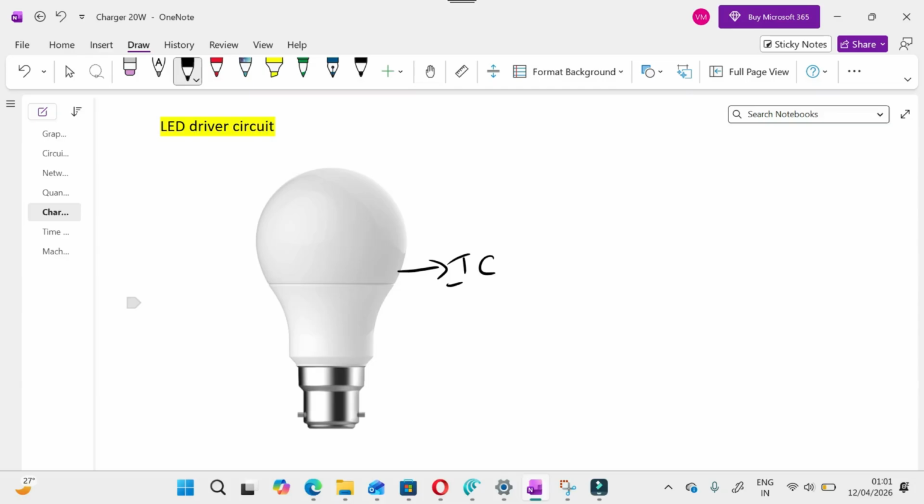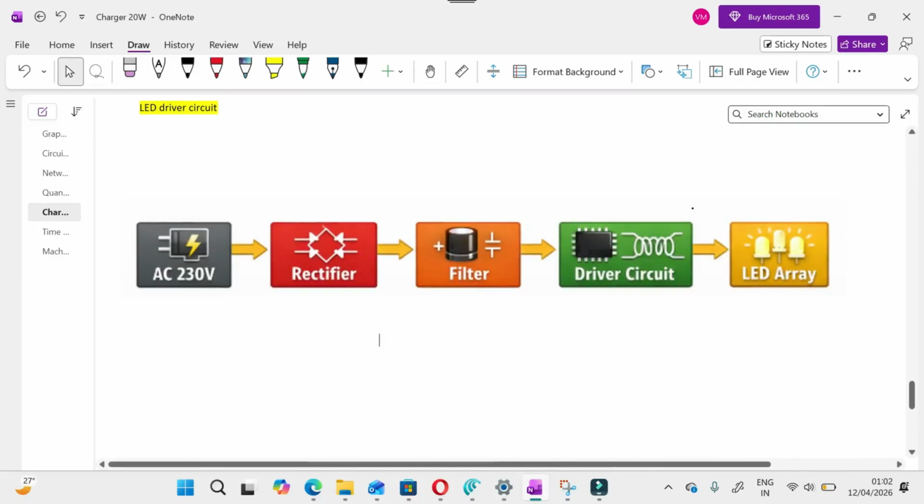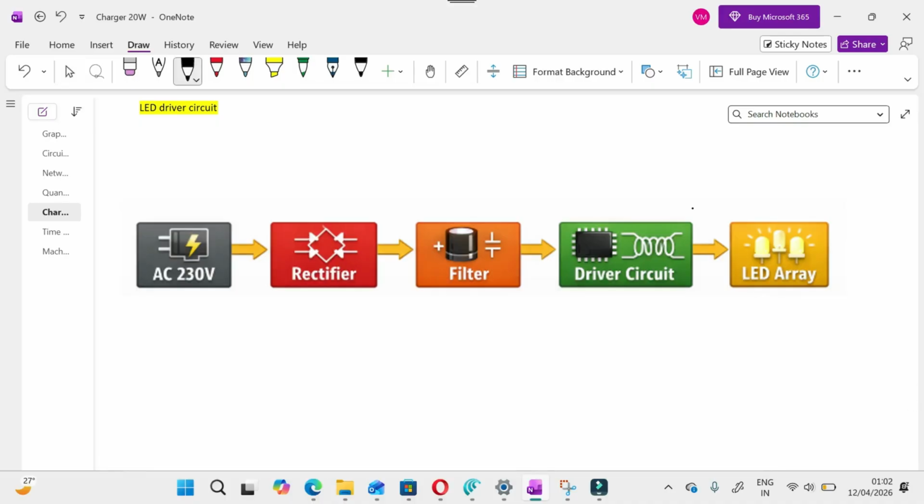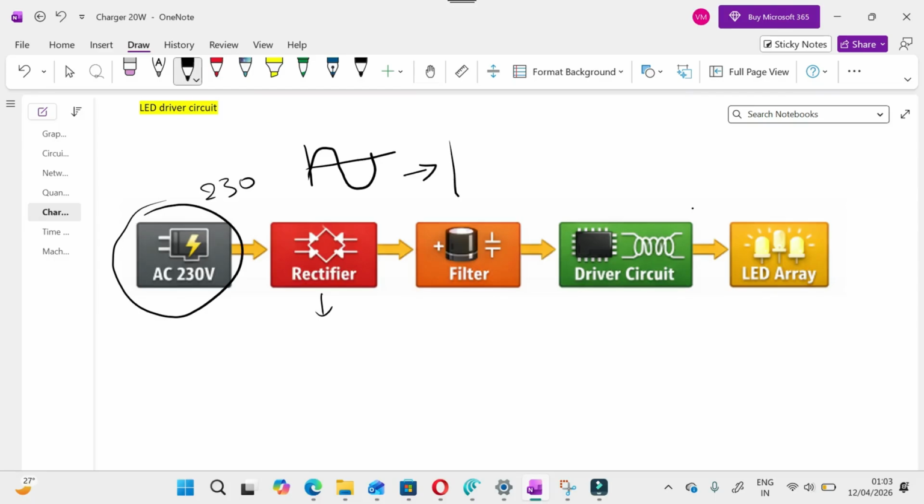Today we will be discussing a very important topic: how to understand the LED driver circuit. So let us understand the basic block diagram of the LED driver circuit. Input, you have the household supply of 230 volt, that is what you are getting from your household AC line. This 230 volt is rectified using a bridge rectifier, and the AC is rectified and comes out as pulsating DC.